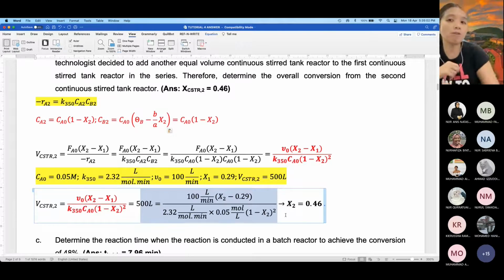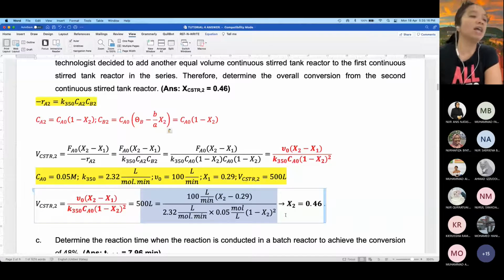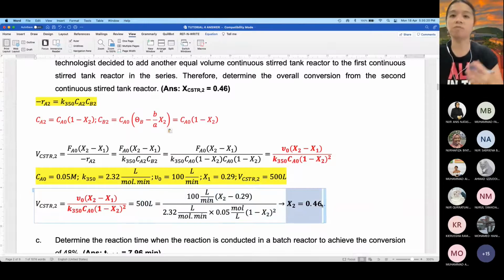However, when you combine with reaction engineering knowledge, kamu tahu kita nak kira yang nilai itu adalah nilai X, conversion. So, conversion tak mungkin lebih daripada 1, not more than 100%. That's why you will disqualify the one more than 1, you will choose the one less than 1. So, the X will be 0.46. So, means from the first reactor, conversion hanya 29%. Dalam second reactor now, the conversion increase substantially to 46%.